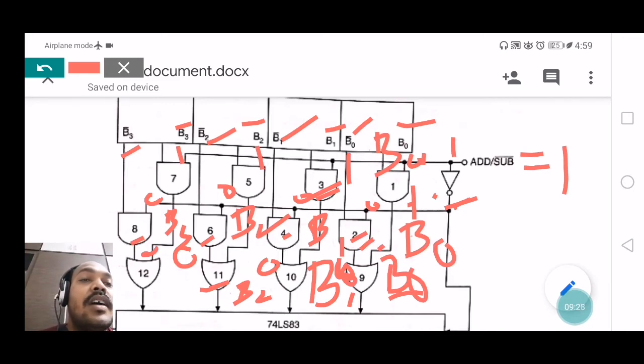What is the truth table of an OR gate? If both the inputs are equal to 0, then only my output is 0. Otherwise, my output is always equal to 1. So here is the same thing.